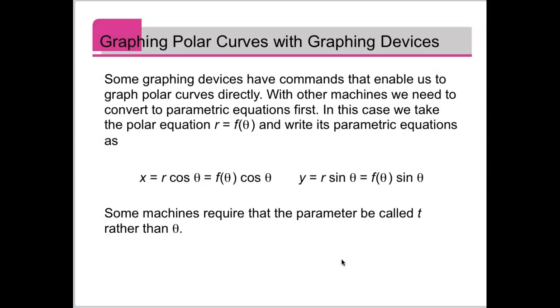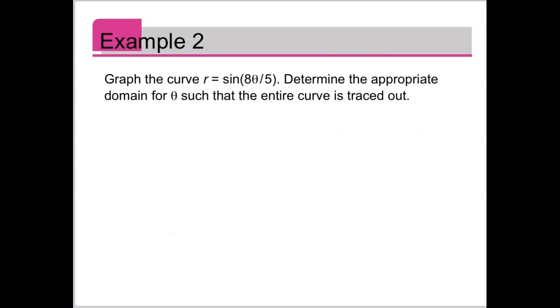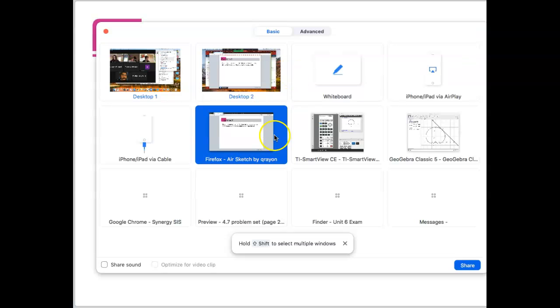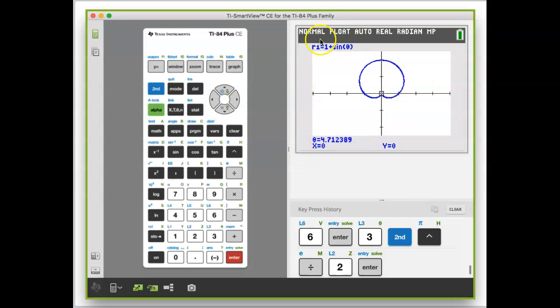So one way you can do this is convert to parametric like we did, and that's how I graphed it in GeoGebra. But you actually don't need to do this. Your calculators can graph in polar form, as we've already seen. But now we're going to talk about the appropriate domain for theta such that the entire curve is traced out. And let's show you why. So let's plug in 8 theta over pi for R1 in our calculator. And let's graph it with the current parameters that we have on theta.